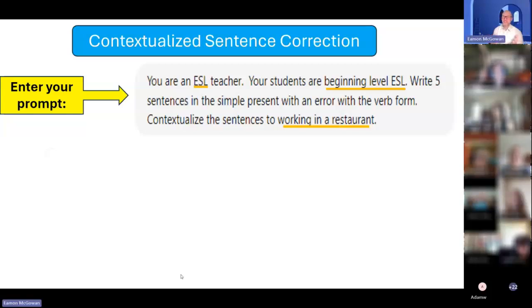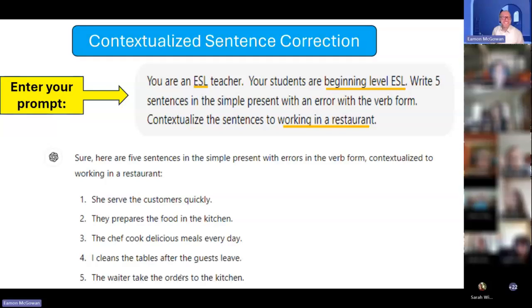Excellent. Thank you so much, Zoya. So what I love about this is we get to contextualize, right? So for example, if you just so happen to be working on restaurant that week and you need some extra practice with simple present, you've already used the exercises in the book. You've used the all things grammar exercises, but those aren't necessarily contextualized to the unit. You can easily ask AI to do that for you.